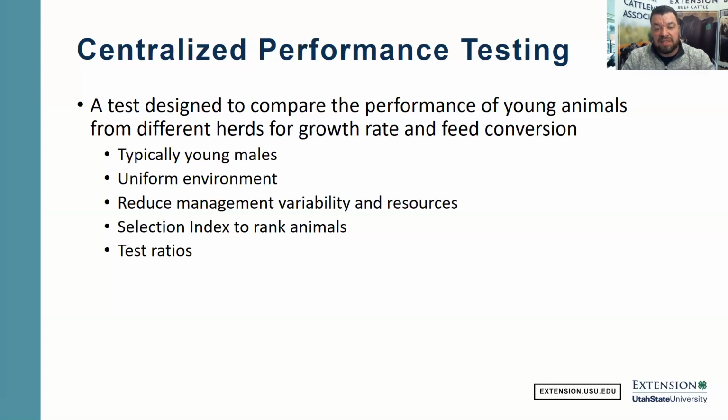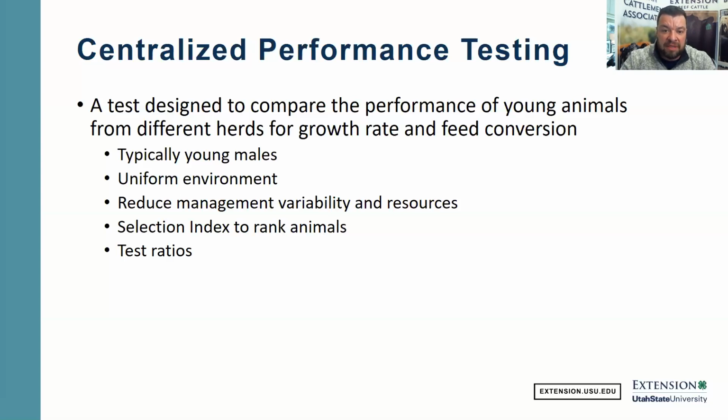The reason we do this is it provides a uniform environment to really evaluate those bulls. You're going to reduce the management variability of resources from multiple different environments to get a kind of uniform growth potential evaluation. Typically at the end of these programs, and we'll talk about this in our next section, there's a selection index typically assigned to these animals that helps rank them based off of multiple traits in the test, of where they rank. The higher the index number, typically the more optimal or higher performing that animal was in that test.